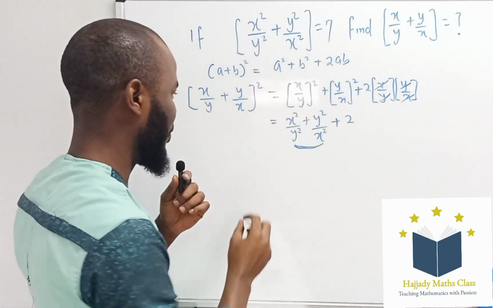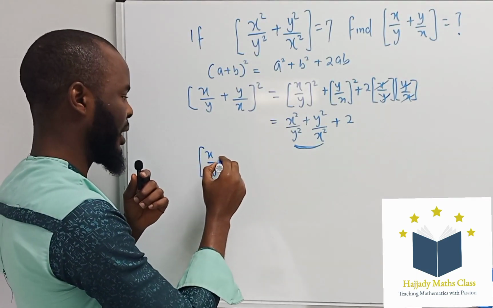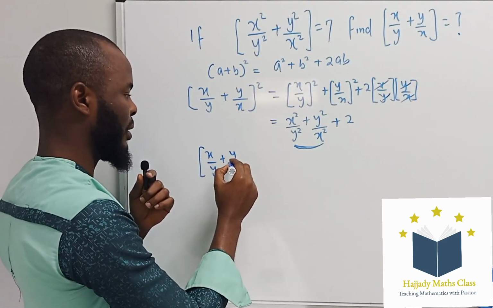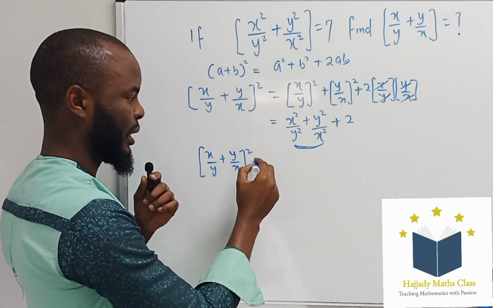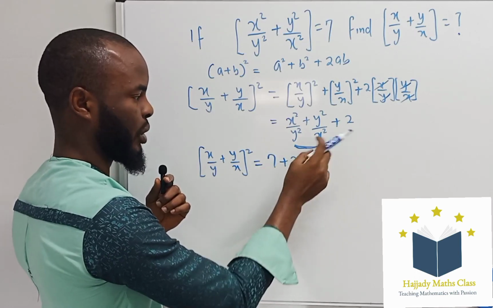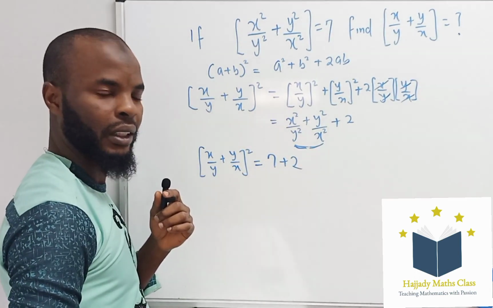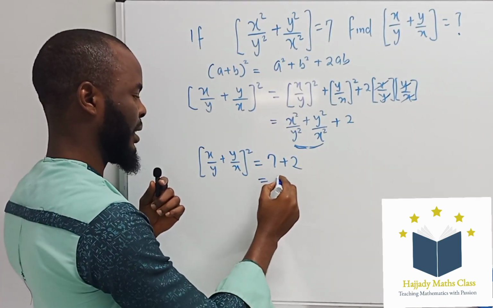Now this can be written as (x over y plus y over x) squared equals 7 plus 2, because this is 7. Now this is the same thing as 9.